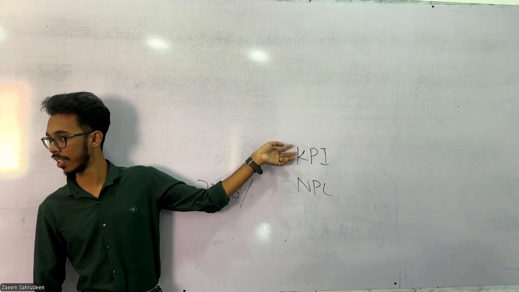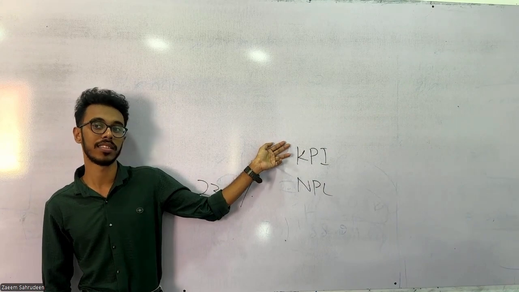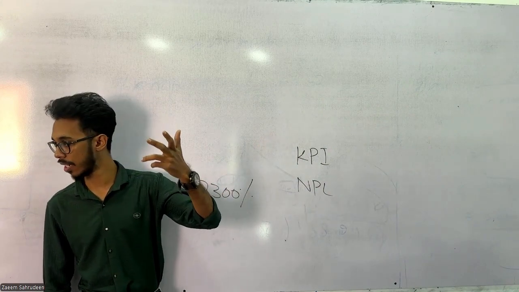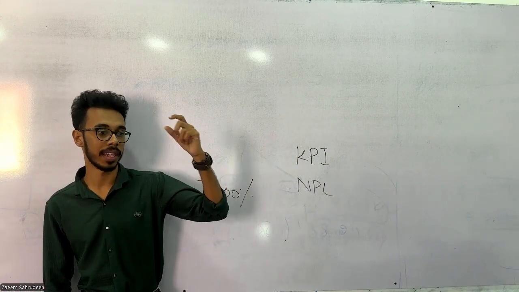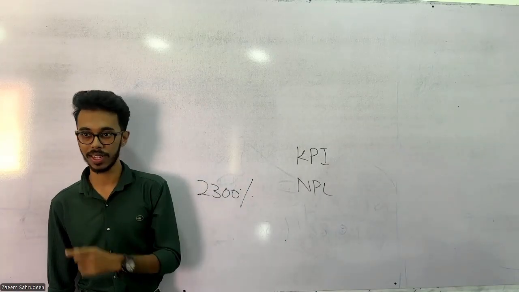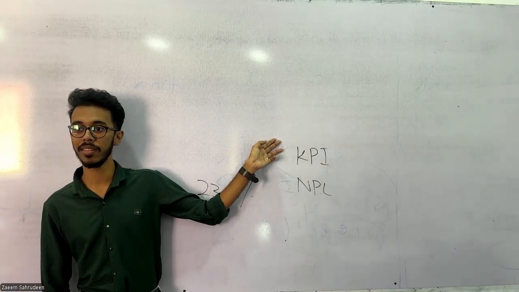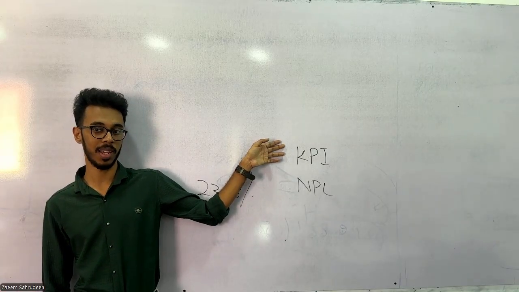Key performance indicators. We have not achieved the key performance indicators, that is, the monthly target, monthly deposit target, monthly current account target, monthly fixed deposit target. So we have not achieved those. That is what KPIs, key performance indicators, means.